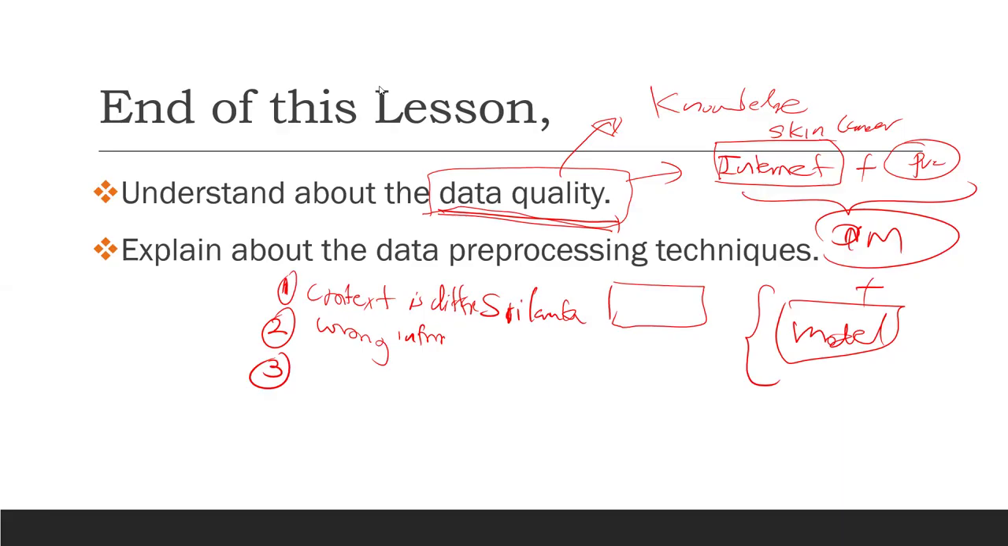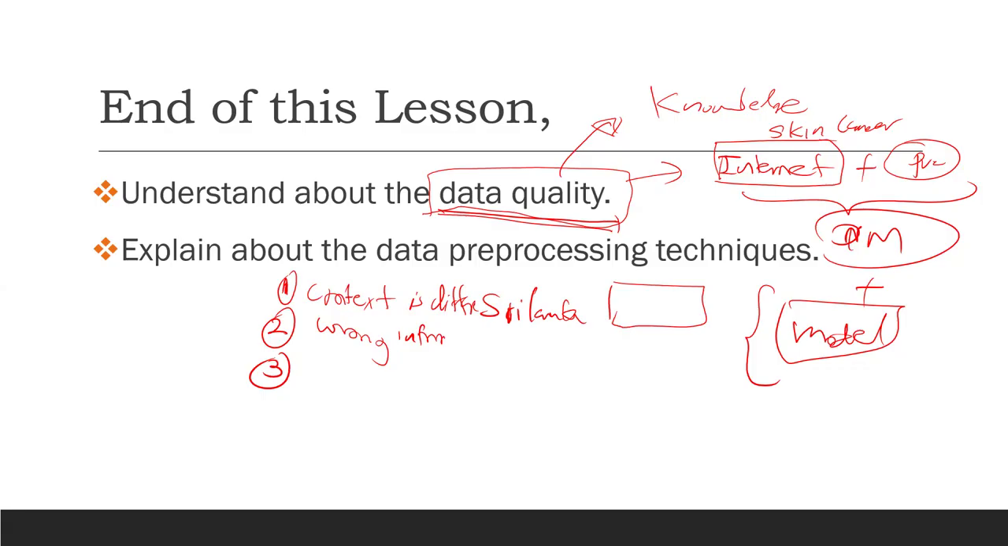Yeah, it's correct. Yeah, your answer is correct, right? It's all depending on not suitable. Yeah, most of you tell the correct answer, right?